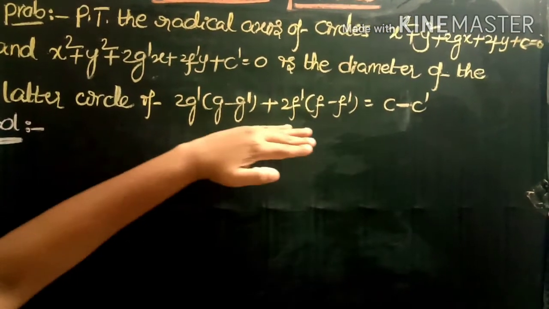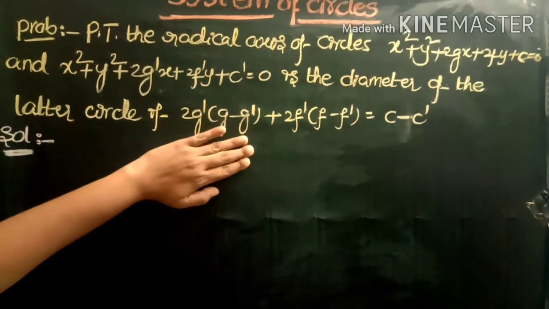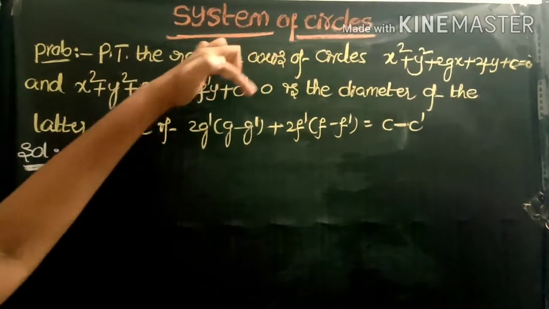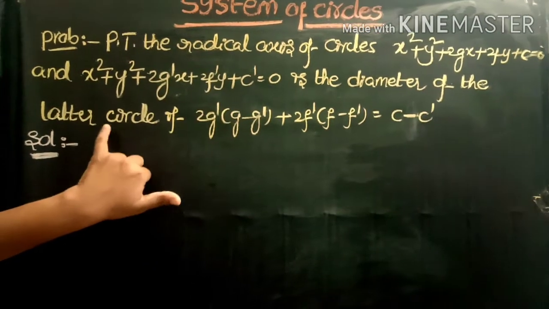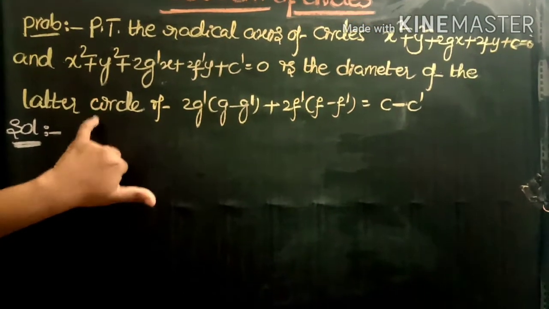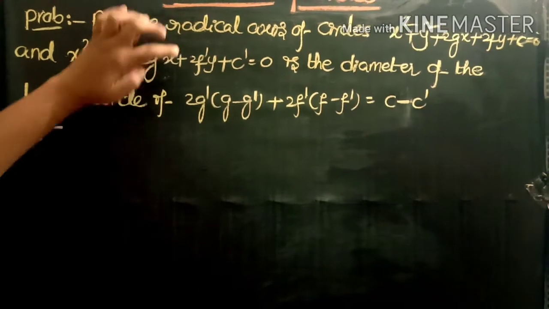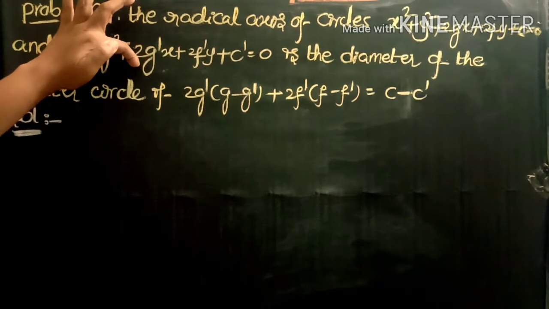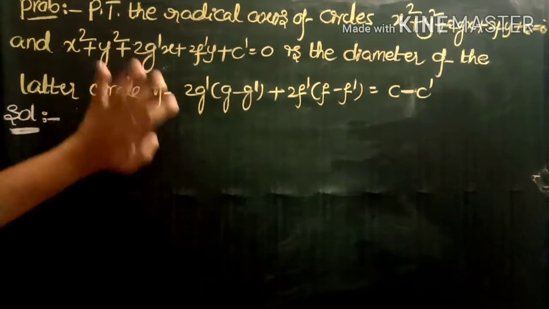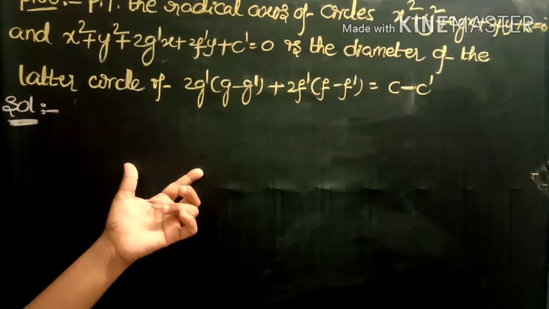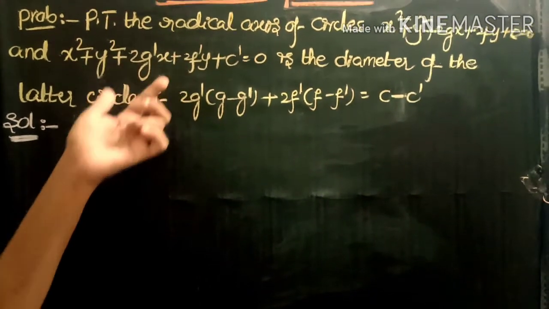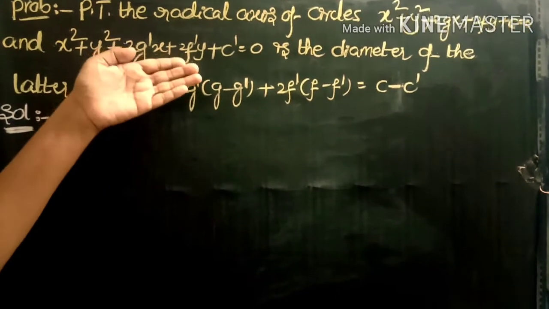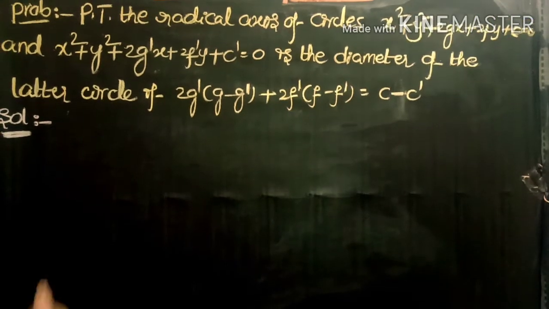If this condition holds, given that this is the one given condition, we want to show that the radical axis of the two circles, that is S − S' = 0, is the diameter of the latter circle, that is, the diameter of the second circle. That is, the center of the second circle lies on the radical axis. We want to show that result. So, first we find the radical axis equation and substitute the center in that equation. If that equation satisfies the center, then we can say that the radical axis is the diameter of the second circle. So, first we write the given circles.